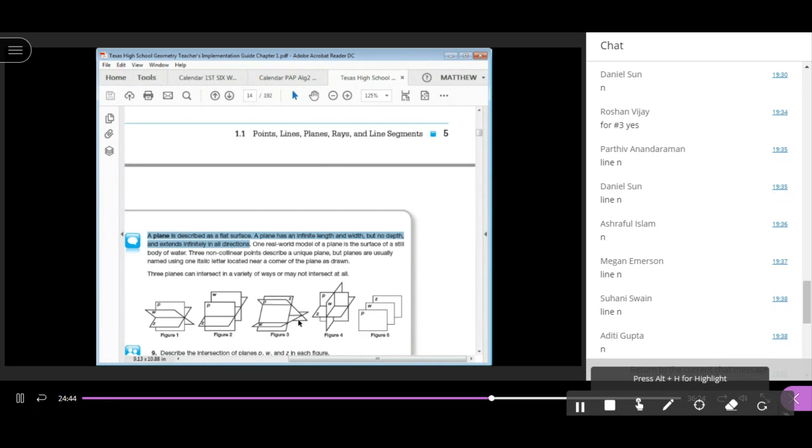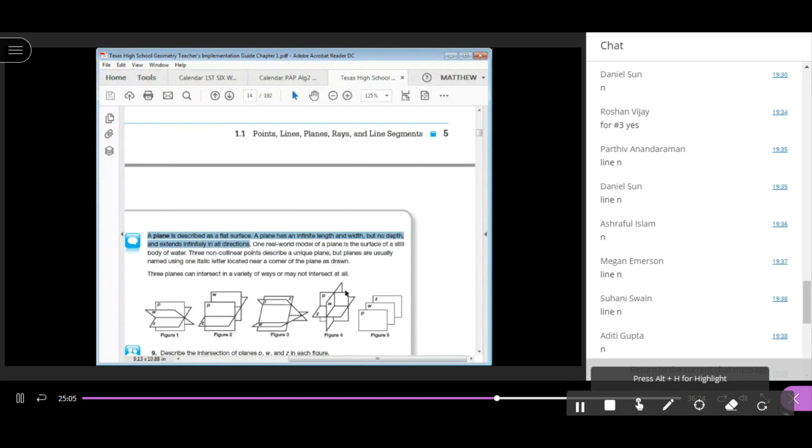Good. How do W and Z intersect? All right, now take them all together. How do P, W, and Z all intersect? Good, Rashawn. It's a point. P, W, and Z intersect at one point.